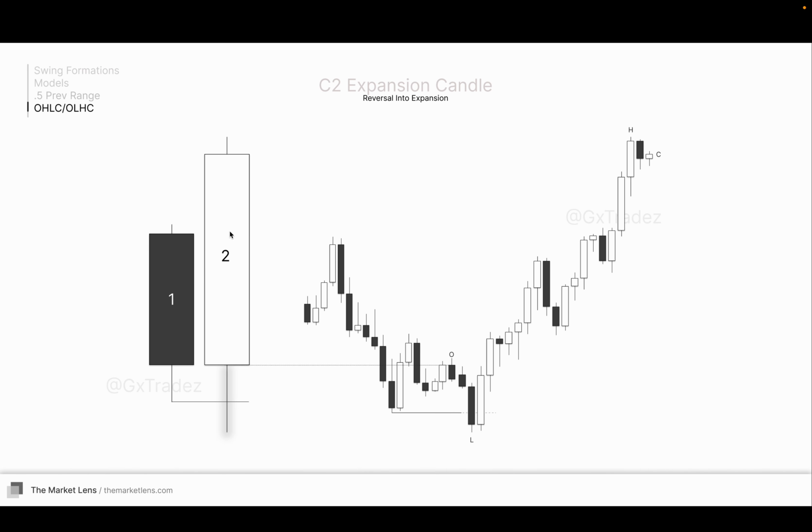Now, how can we even anticipate a reversal into expansion candle? It's when candle 1 hits a key level but doesn't reverse. So then we look to candle 1's low as a reversal point. Also, maybe there's SMT down here. You can also assume that. But this is another topic for another video on swing formations, which we will go over in another video.